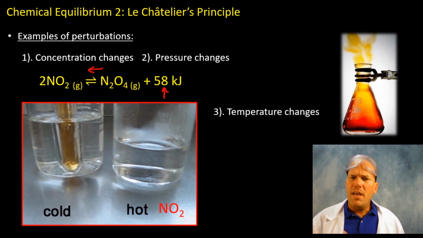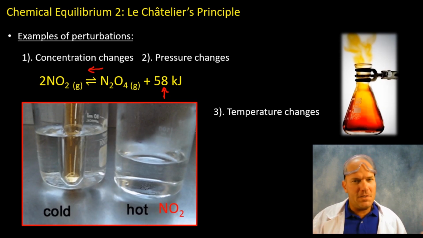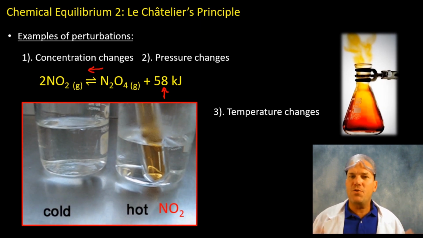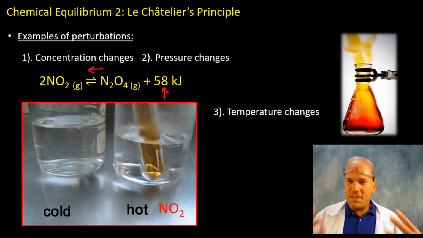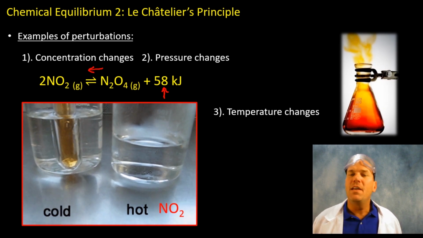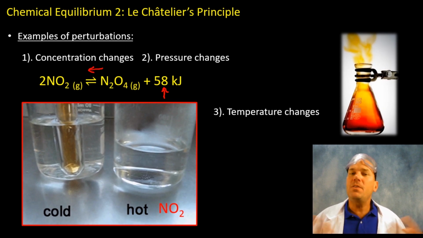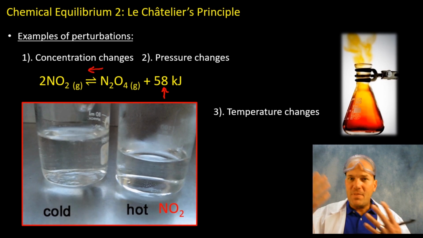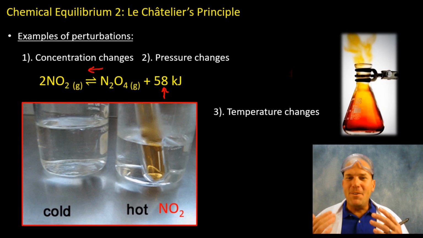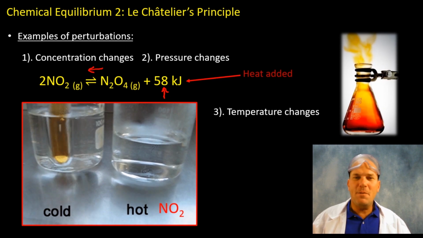Now you might say, how come it still has color when it's in cold? Recall that a system in dynamic equilibrium has constant concentrations of both reactants and products. So even though when it is placed in the cold water, we see it change and become not as red-brown, there's still nitrogen dioxide present. That's the definition of dynamic equilibrium. So when heat is added, this system will push left.